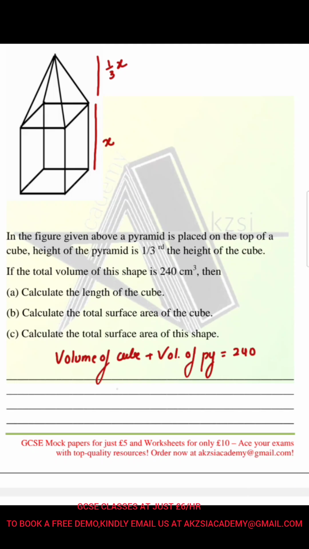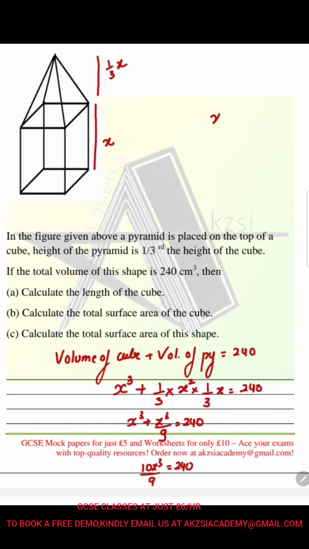sides equal, so it's going to be x cubed, plus volume of pyramid is 1/3 times area of the base times height. So 1/3, area of base is a square, which is length times width, that is x squared, times height, which is 1/3 x, equals 240. From here, I can write x cubed plus x cubed over 9, which is 240. 10x cubed over 9 is equal to 240.